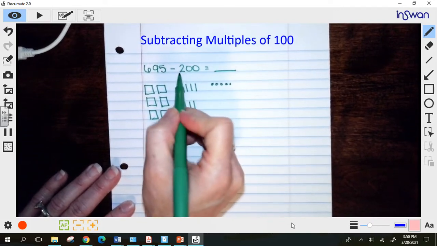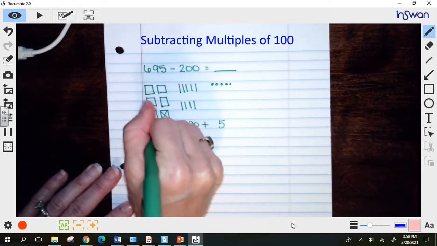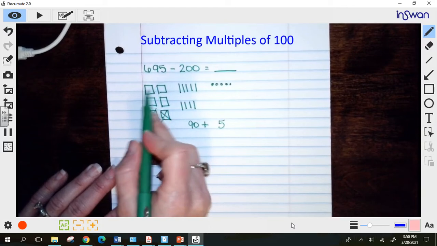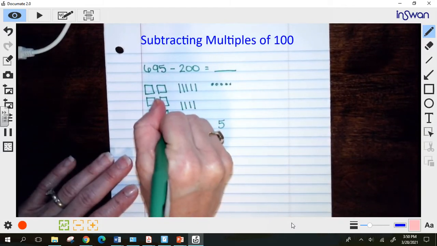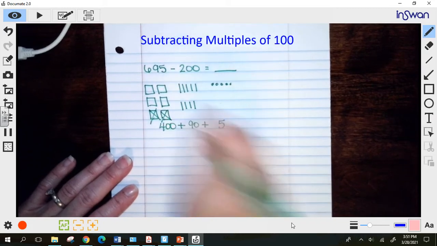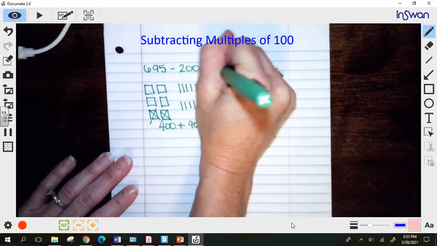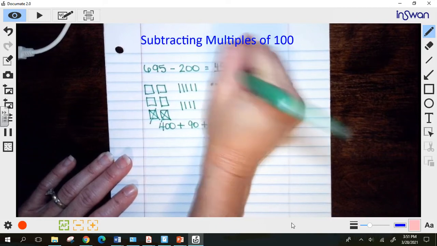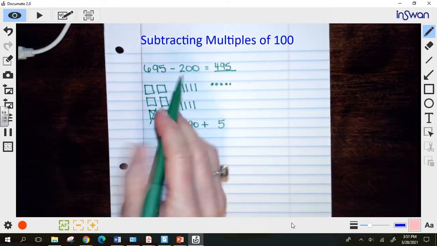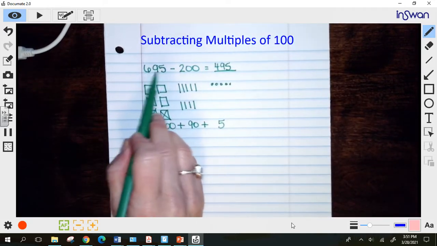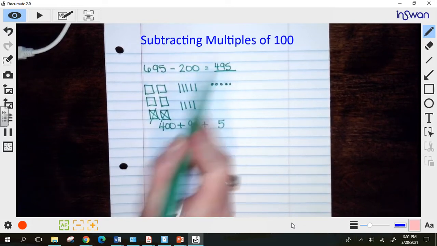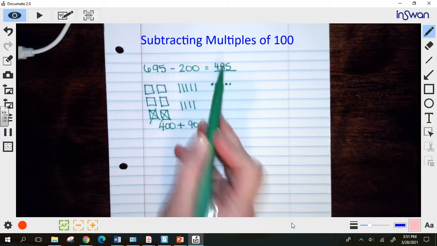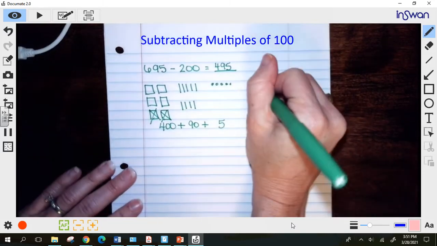But I do have 2 hundreds to take away. So if I take 2 of those hundreds away, I'm left with 1, 2, 3, 4 of the hundreds, which is 400. So my answer is 495. Again, you should mentally be able to go 695 minus 200. Well, I'm not taking any of these away. I still have 95. 600 minus 200 is 400.